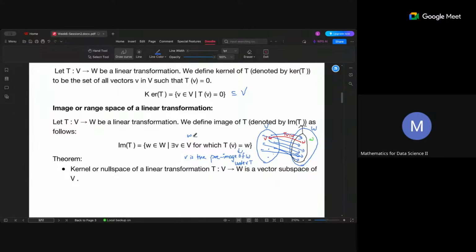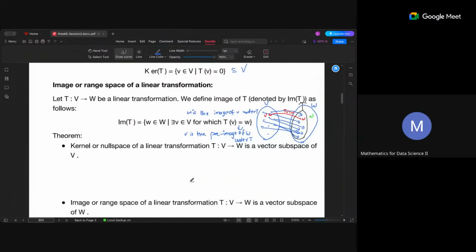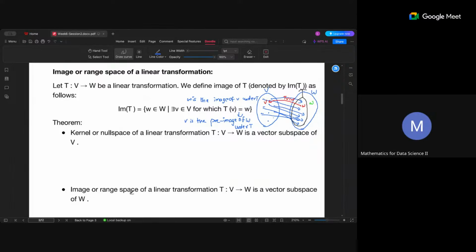And w is the, can you complete? Image of v under T. Just some terminologies to read this correctly. So all these w for which you have a pre-image in V are called the elements in the range. We can see that range and null space both are subspaces.